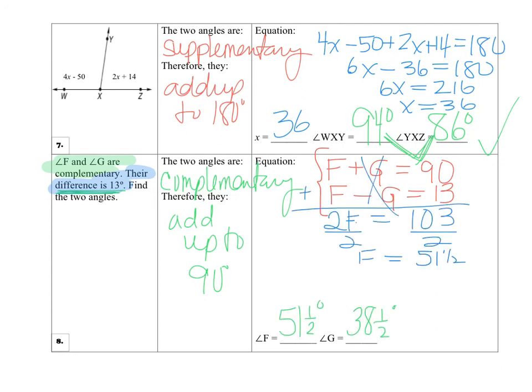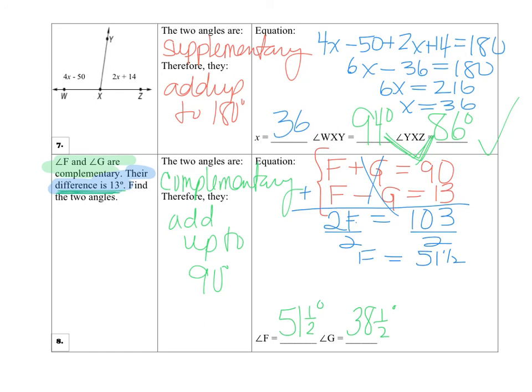Okay, welcome back. Hopefully when you solved this equation, you found out that f was equal to 51.5. And I hope that didn't throw you off too much to realize that we got a fraction or decimal for this. Angles can be like that. Angles can be decimals or fractions. They can be part of a degree.